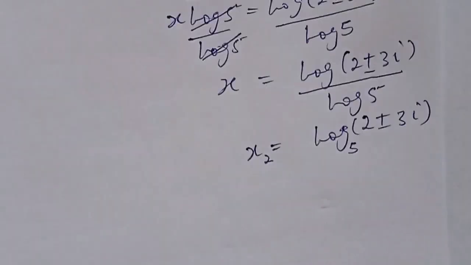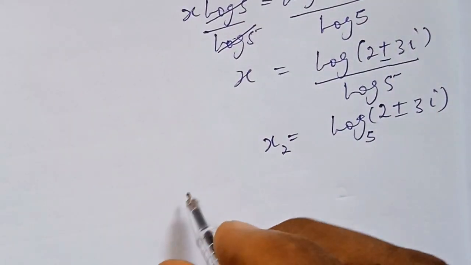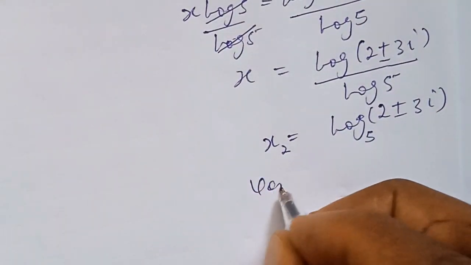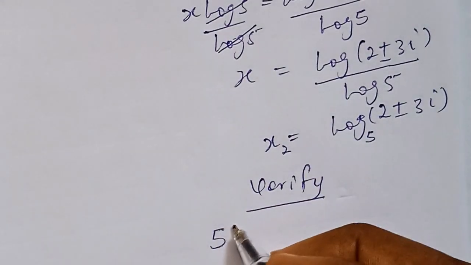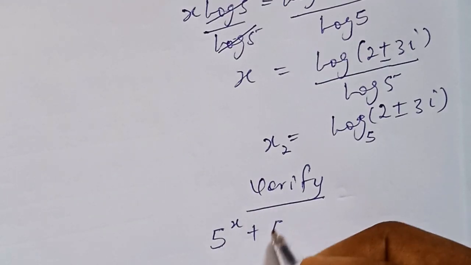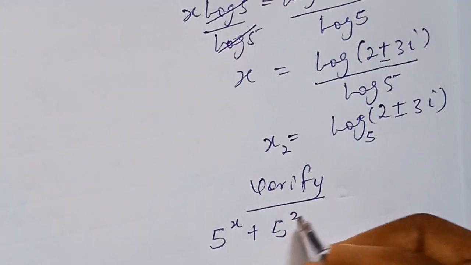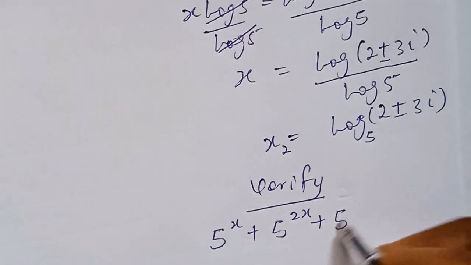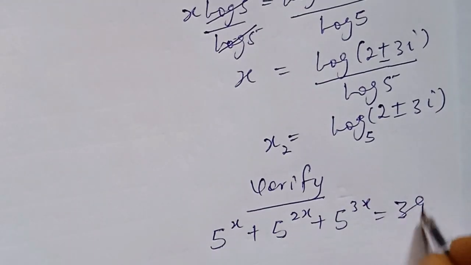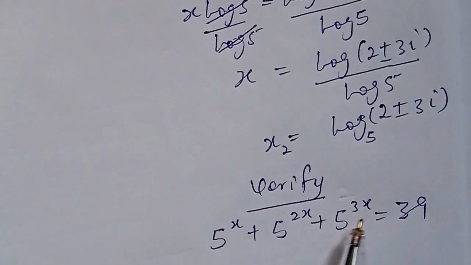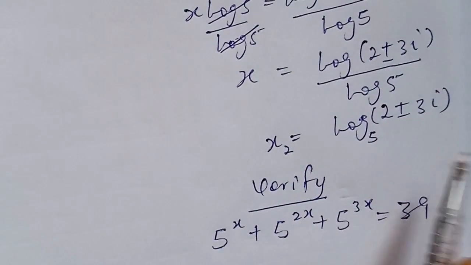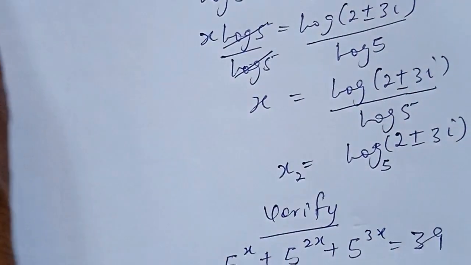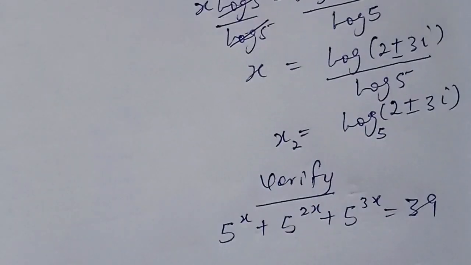So here we need to verify our expression, how correct that will be. From verifying, we have our expression to be 5 raised to power x plus 5 raised to power 2x plus 5 raised to power 3x equals 39. We need to slot in the value of x. We are going to use x1 because our x2 is an imaginary value of x. So we use the real value to verify this expression.